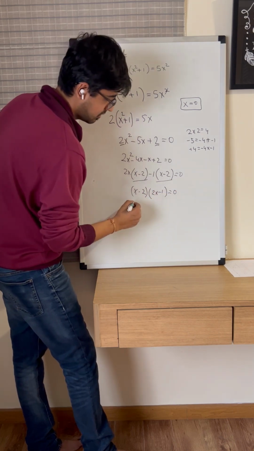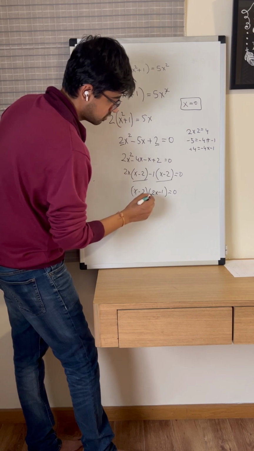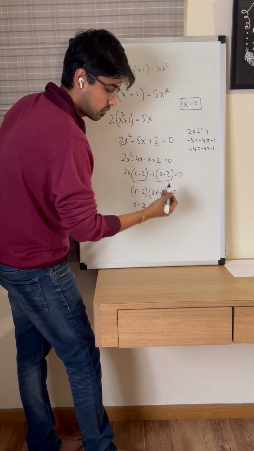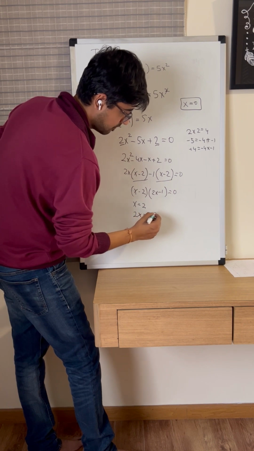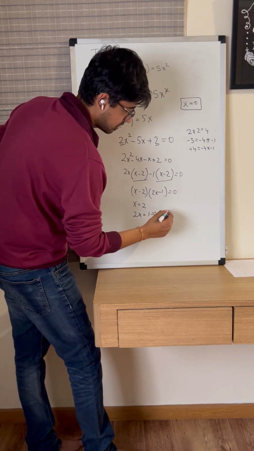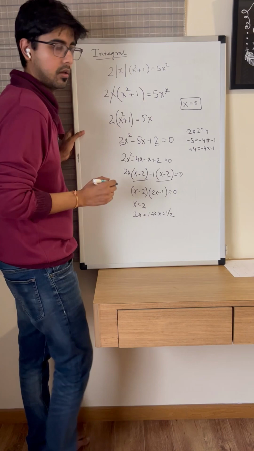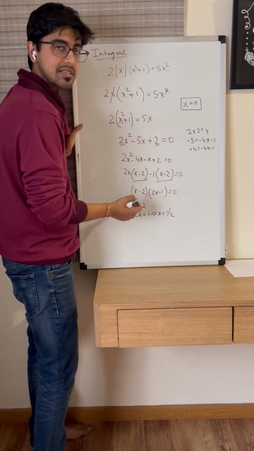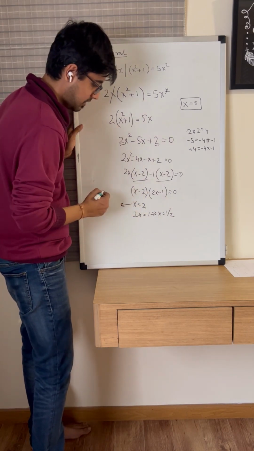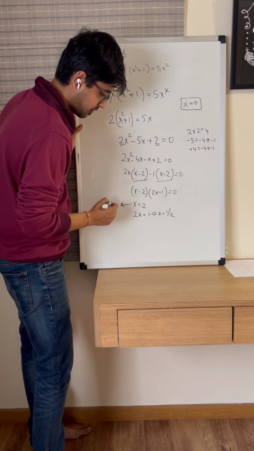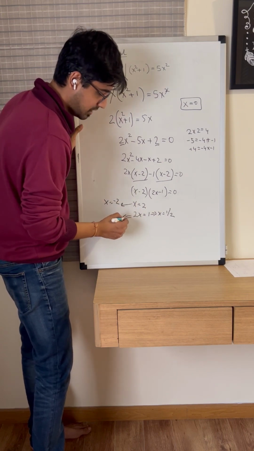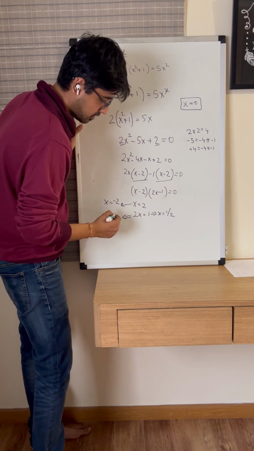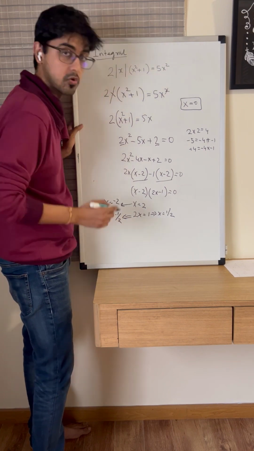(x - 2)(2x - 1) = 0. Now either x = 2, or 2x = 1, which will give me x = 1/2. So x = 2 will also mean x = -2 is a solution. This will also mean x = -1/2 is a solution.